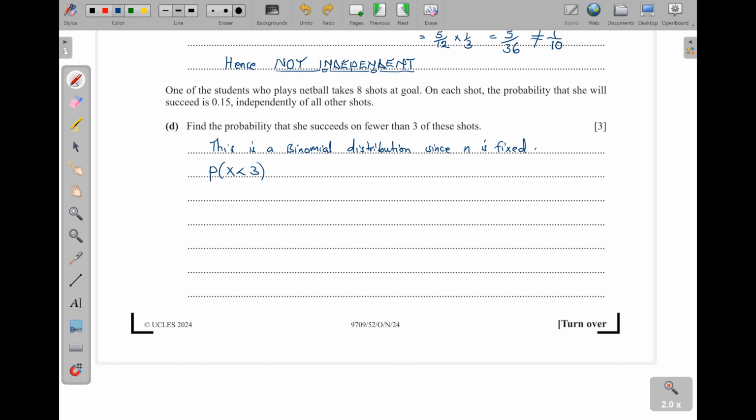Okay, and this one of course is going to be probability of x is equal to 0. Then probability of x is equal to 1 when there is 1 success. Then where there are 2 successes. Yes, I think we are ending there because it is less than 3, so we cannot put 3 there. So our p, first of all, is 0.15. That means our q will be 0.85.